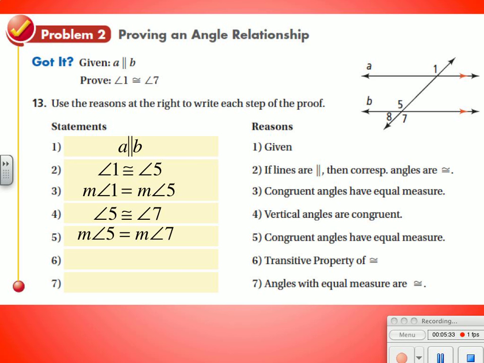Transitive property of congruency is going to be the measure of angle 1, and that really should say the transitive property of equality, because it's the measure of angle 1 equals the measure of angle 7, and now angles with equal measure are congruent, or the definition of congruency, angle 1 is congruent to angle 7.